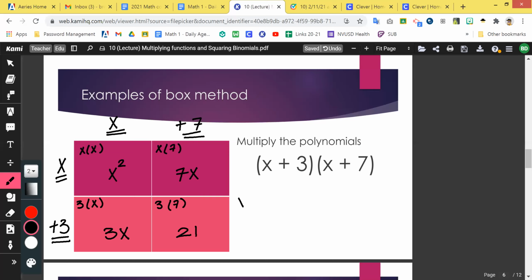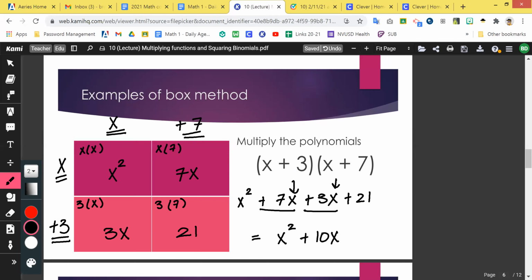So I have x squared, then I have 7x, then I have 3x, and then I have 21. Now, hopefully you'll notice I do have some like terms here. The 2 middle terms are like, they both have 1x. So I'm going to combine those together, and my final answer is x squared, 7 plus 3 is 10x, and plus 21. Okay, and this is our final answer.